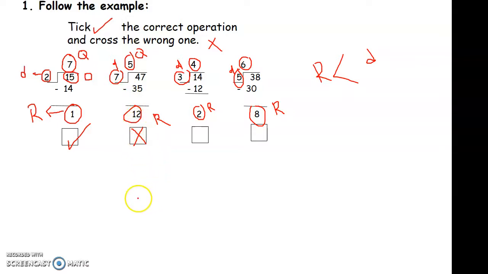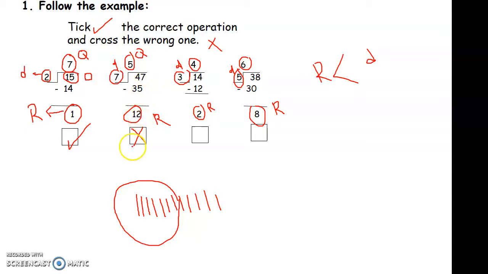Let's draw 12. 1, 2, 3, 4, 5, 6, 7, 8, 9, 10, 11, 12. Okay? Can we count 7? 1, 2, 3, 4, 5, 6, 7. So we have 7. We can make groups of 7. So it's wrong. We can't stop here. We can make groups of 7. So if we can make more groups, then it's wrong. Okay? So it has to be what?